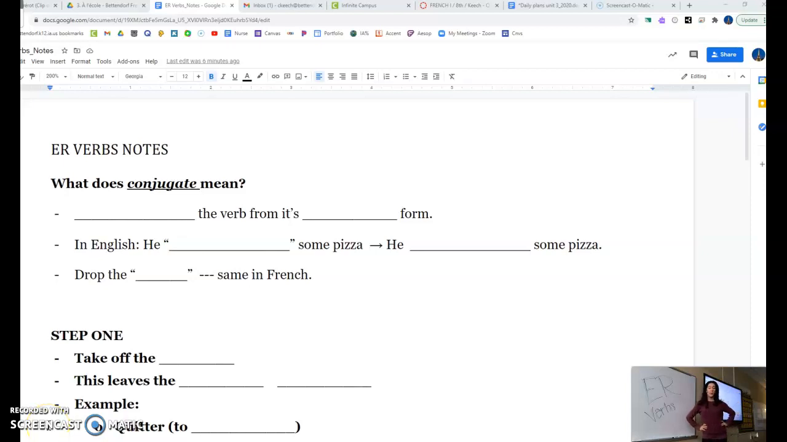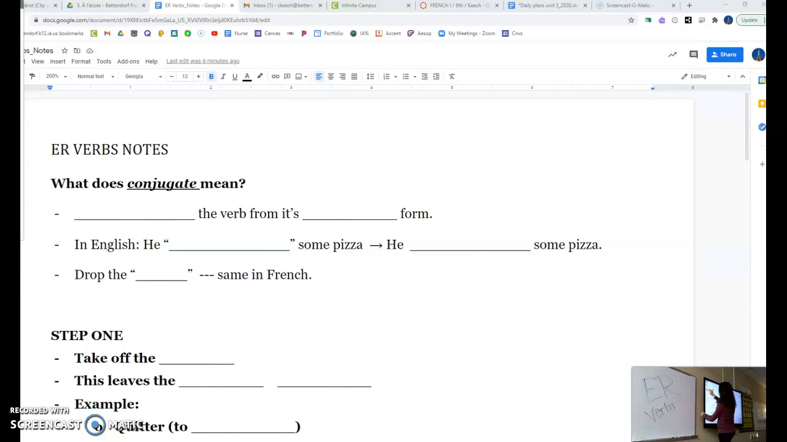Bonjour class! Today we're going to talk about conjugating ER verbs. If you have not had class this week, you should probably wait until I can give you your note sheet to do this. If you are absent, the note sheet will be attached to this assignment on a link that you can use. Okay, so we are going to learn how to conjugate ER verbs.